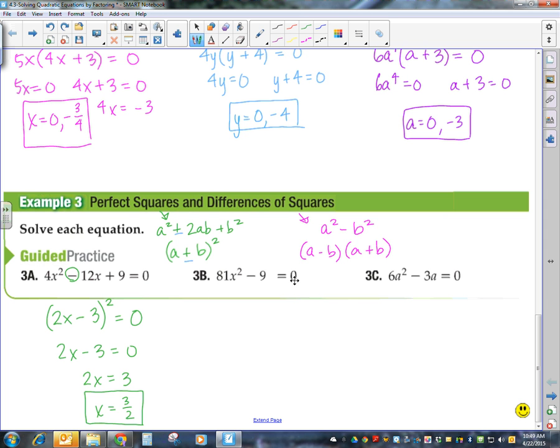Now, it's an equation, and especially because there's 0 over there, you can actually divide both sides by 9. In which case, that gives me 9x squared minus 1 equals 0, because 0 divided by 9 is 0. Then, when I break up my two terms, I have 3x plus 1, 3x minus 1 equals 0. And when I set both of those, x equals plus or minus 1 over 3.